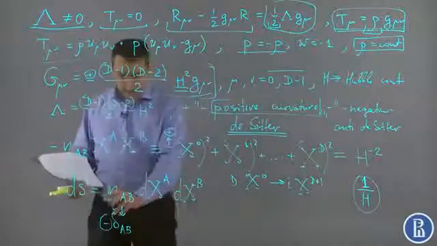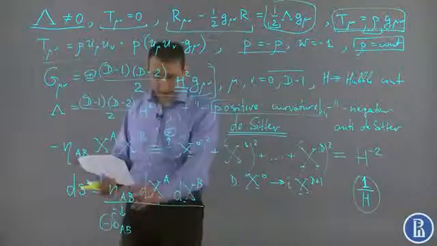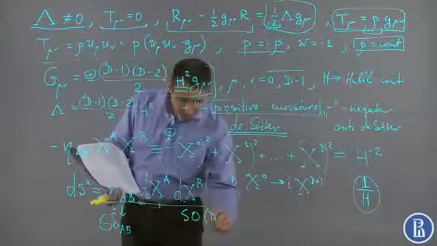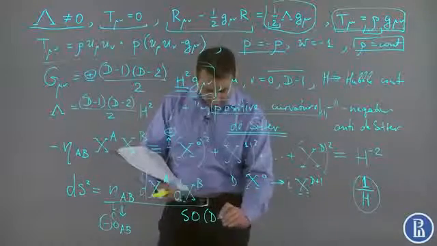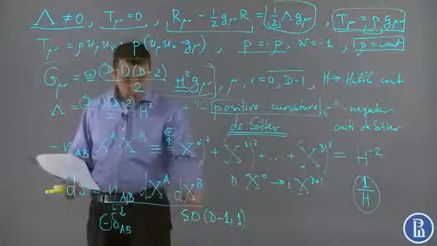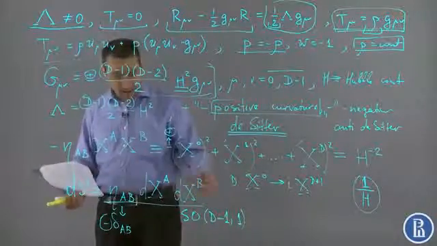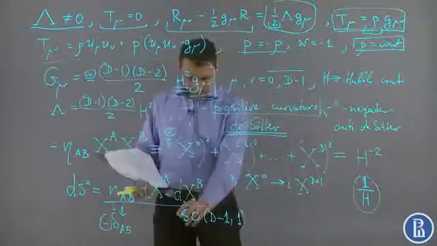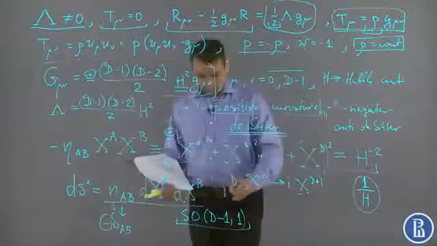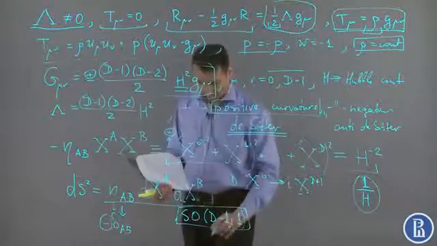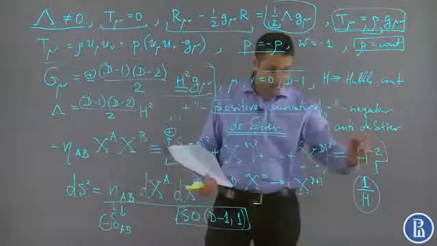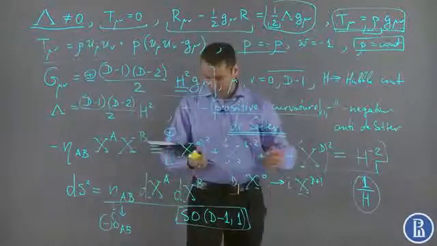One can see that the isometry of this space contains the following group, SO(d-1,1), which is nothing but the Lorentzian boosts and rotations of this spacetime. This group doesn't change this equation. So this group of Lorentzian rotations of this spacetime is the isometry group of the de Sitter spacetime, which is apparent from the equation.